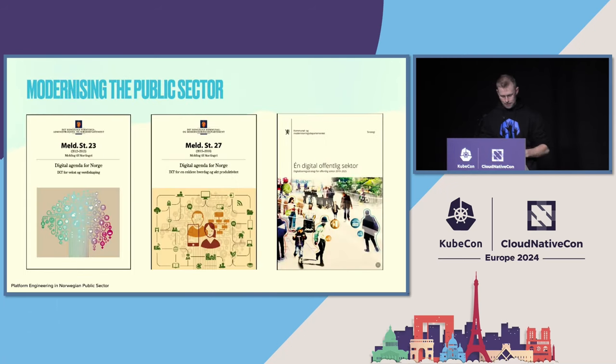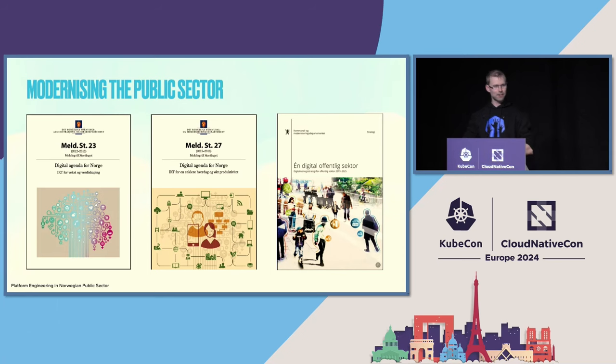And then the parliament has for a number of years actually passed strategies. The first one was from 2012, and that was based on a very similar strategy from the European Parliament called the Digital Agenda for Europe. So this is the Digital Agenda for Norway, and then a couple of years later they revised it and had a new one under the same name, and the last one now is One Public Sector.